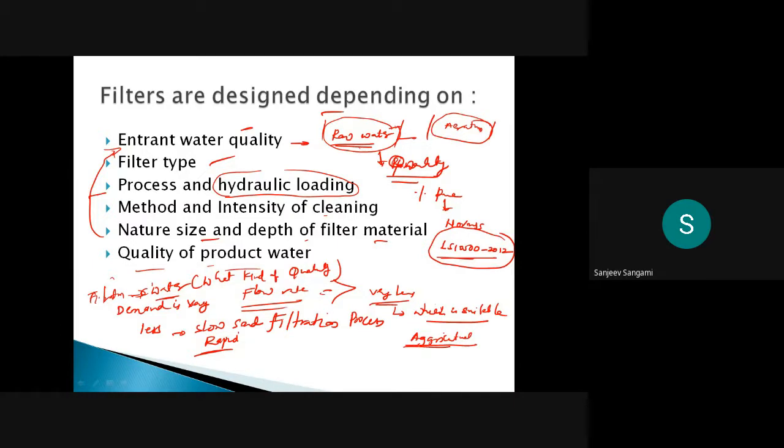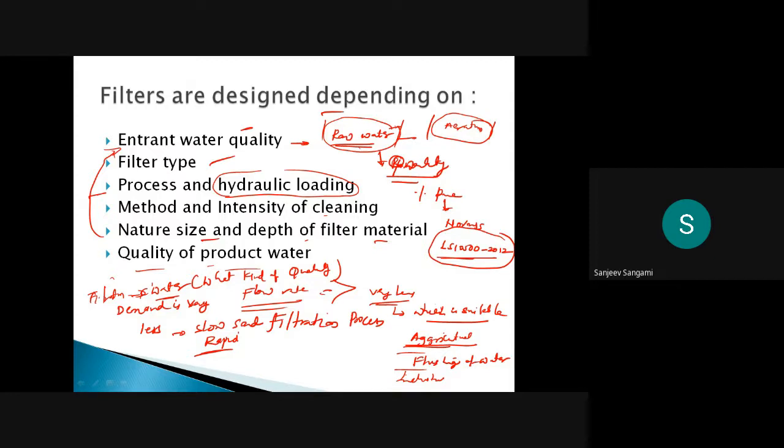Suppose you are sending this for any flushing systems, flushing of water, that much is not required. Only if you are using it for some industrial purposes, see what kind of quality you are expecting after the filtration process. That is also one deciding factor. For drinking, how much efficiency should I get?